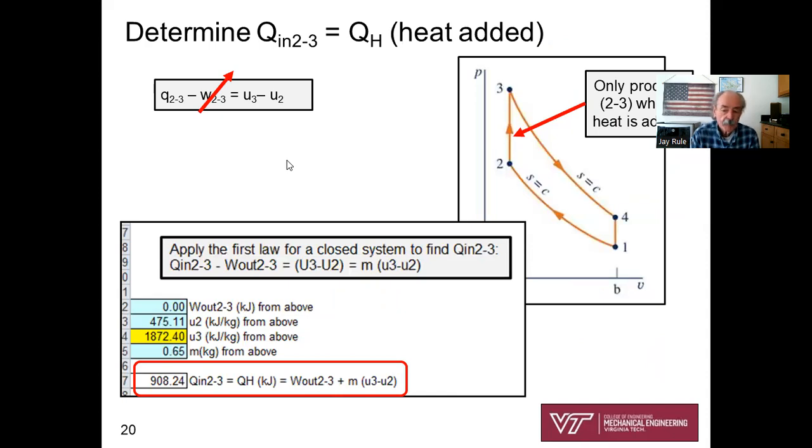Okay. Now we're ready to use the first law to solve for the heat added. Let's see, the work is 0, so I strike that out. Q from 2 to 3 is U3 minus U2. We just got both of those numbers, and so little U3, 1872.4, we just looked up, okay? The mass we have, and so QH, the heat added, 2 to 3, is 908.2, which is simply M times U3 minus U2. Work out was 0.